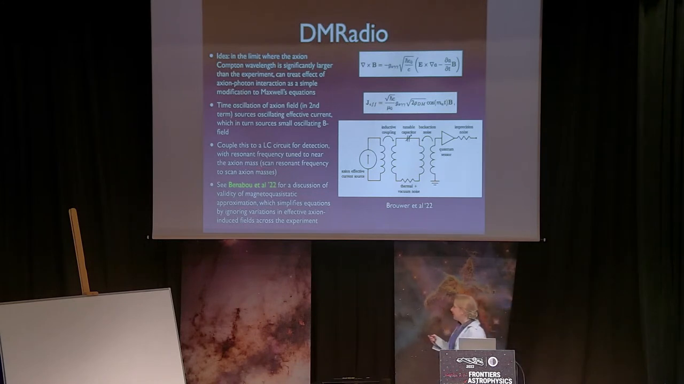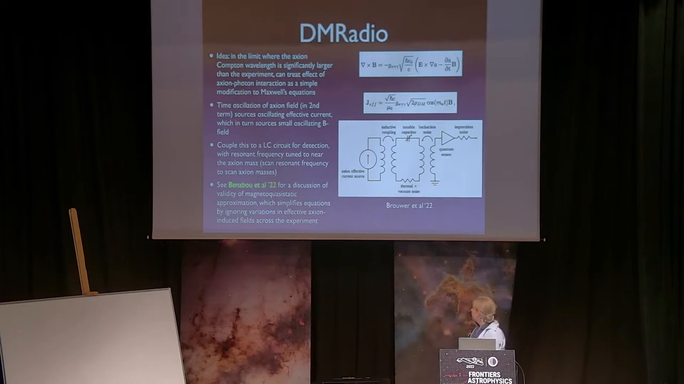There's actually an interesting paper that came out recently by one of the postdocs at MIT, Josh Foster, about the validity of the magneto-quasi-static approximation, which is typically used here to significantly simplify Maxwell's equations. There are cases where we thought the approximation works and it doesn't, but there are also cases where it works better than you might naively have expected.